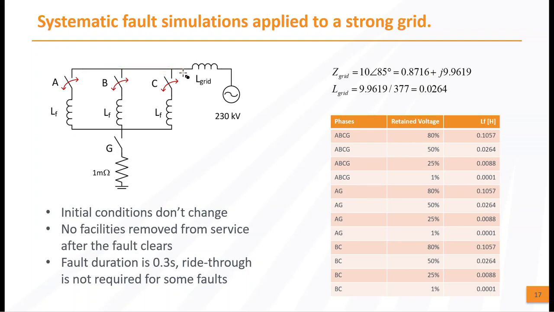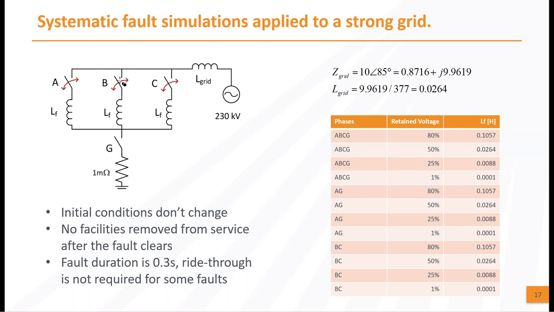We can also have different types of faults. The first 4 rows here are A, B, and C to ground, which means that all 3 of these switches are going to close when the fault is applied, and this ground switch here is actually going to stay closed. So 3 phases to ground with different inductance values here. Of course, real faults are not inductive for the most part, but what we're trying to do is set up retained voltage or voltage sag scenarios with the fault inductance.